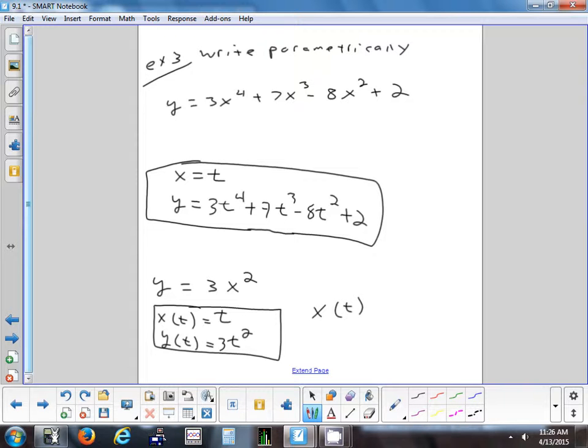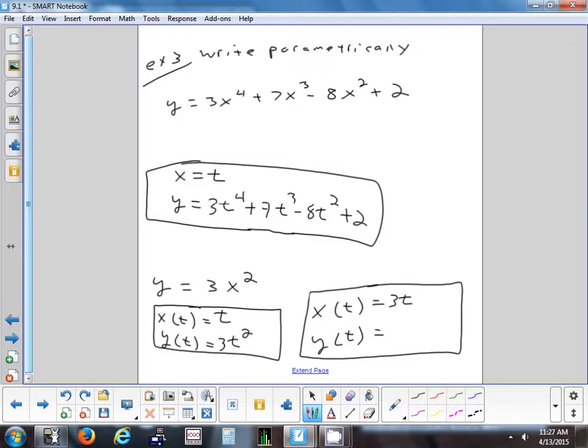Other than this basic way, coming up with other ways can be pretty hard. Let's just try one. Anybody think they see a way we could do it? And sometimes it's helpful just to pick something for x of t, whatever you want, and then make it work. Because you could give me almost anything for x of t, and I could make it work somehow. So let's try this. 3t.